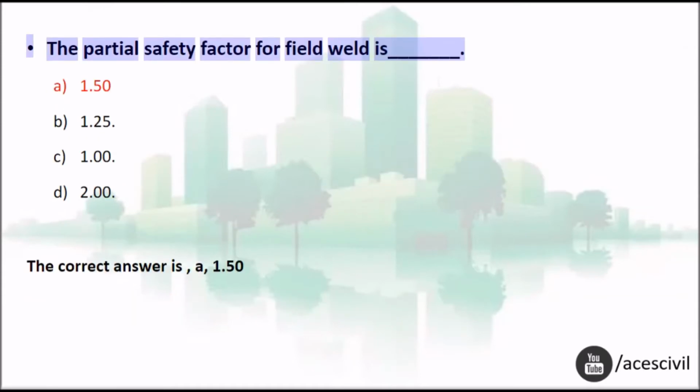The partial safety factor for field weld is A. 1.50, B. 1.25, C. 1.00, D. 2.00. The correct answer is A. 1.50.